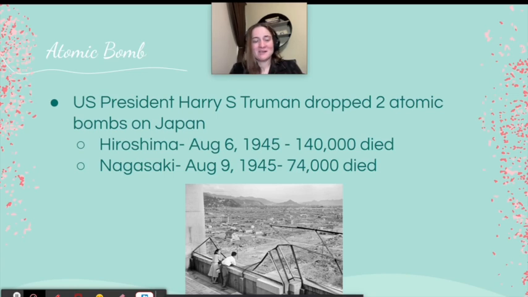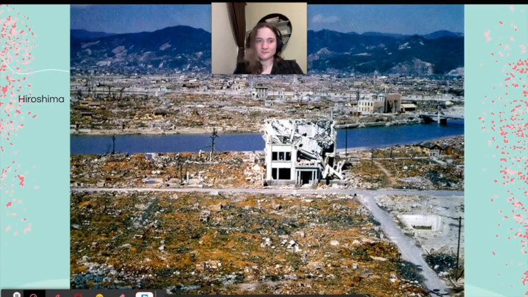Instantly. Nagasaki, that was the second one. August 9th, 1945, that killed 74,000 innocent civilians in a blink of an eye. Here's a picture of the aftermath. So here's a couple that is standing up on one of the towers. You can just see like the fence is totally mangled, just looking out on absolute destruction.